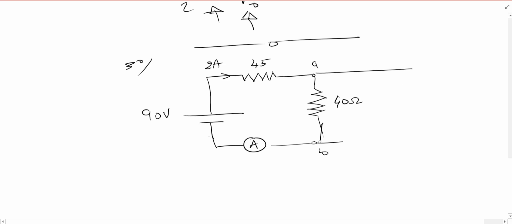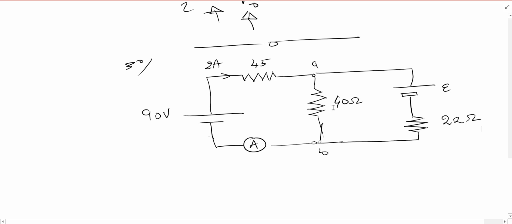And they show you another EMF in here that they're not sure about its direction, so it's the one we want to find. And there is actually another resistor here, and that resistor is 22 ohms. So this is basically the setup of the problem.